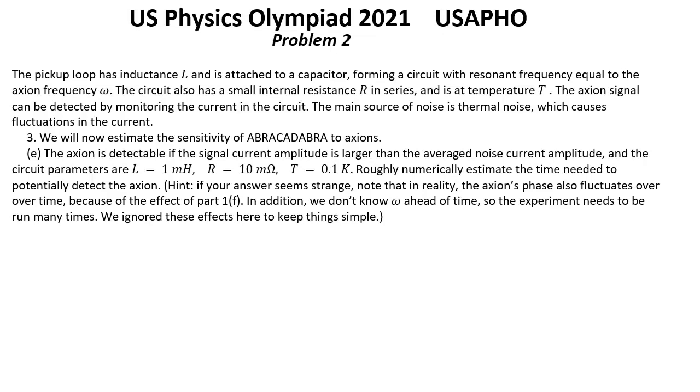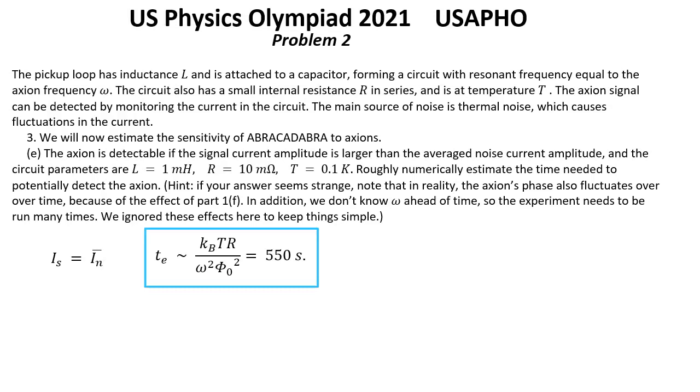Solution: by setting Is equal to the average In, we find that Te is of order kBTR over omega square f0 square, which is equal to 550 seconds. In reality, you would need to repeat this experiment millions of times to scan a sufficient range of omega, and the time in each step would be longer because after some point the average axion signal also starts going down as 1 over the square root of n. That was the solution for question E of part 3, and here we finish the discussion of the whole problem 2.